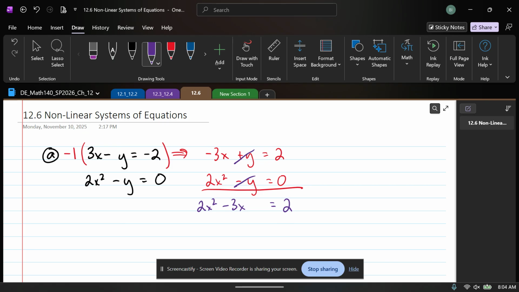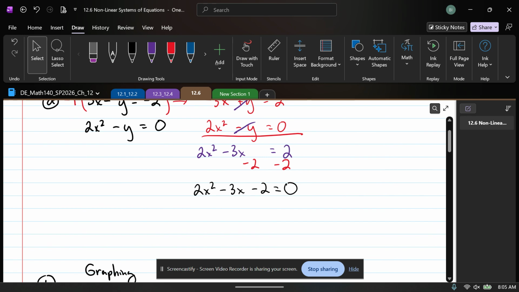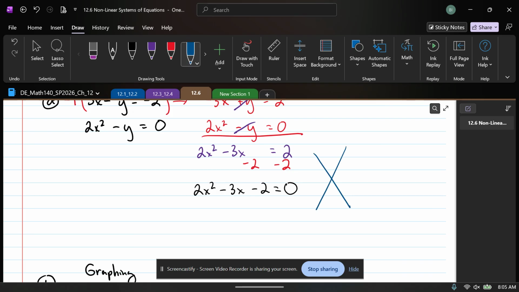So if we're going to solve a quadratic, what do we need to get the equation equal to? Yeah, that's right. Anytime we got an exponent on our variable and more variables, we got to get it equal to 0. So we're going to move the 2, and that's going to give me 2x squared minus 3x minus 2 equals 0. And then I have the options of solving by factoring or quadratic formula, whichever way I feel like doing. I'm going to do factoring on this one because that's my favorite way to do it.